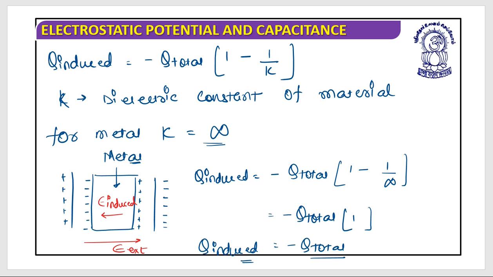Yes, and within the metallic surface here, E inside would be equal to 0, that we know. So this is how it has been derived, that within the metallic surface, the induced and external electric fields are the same, and so the net electric field will always be equal to 0. I hope this is clear.